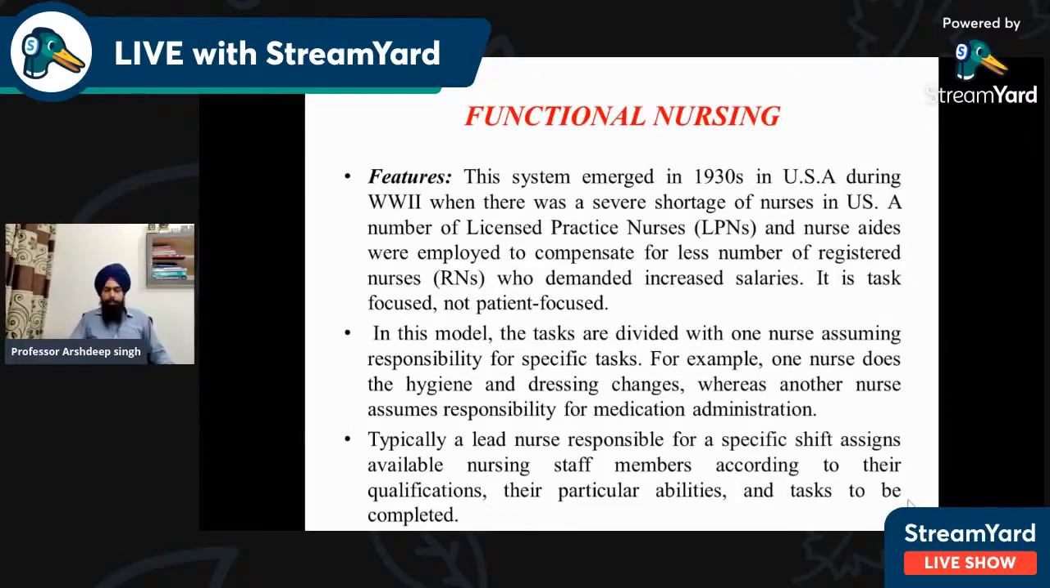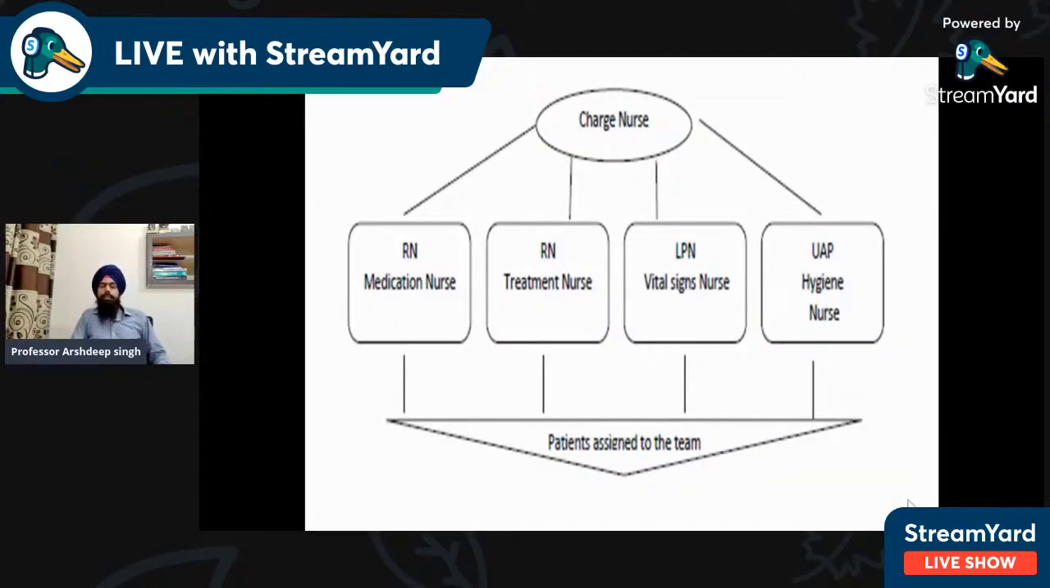Okay, typically a lead nurse responsible for a specific shift assigns available nursing staff members according to their qualification. So it is based on the qualification, what type of skill a specific nurse has. Based on that skill, they are assigned functional nursing. This is a picture showing the care done in functional nursing.